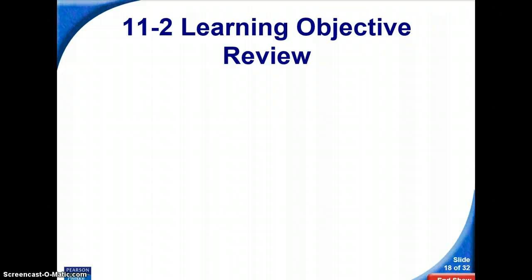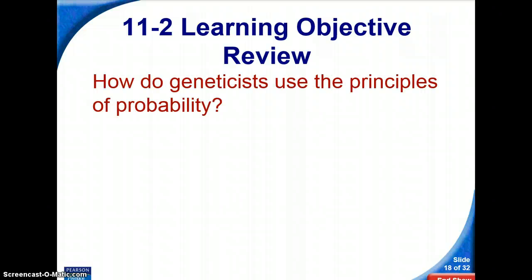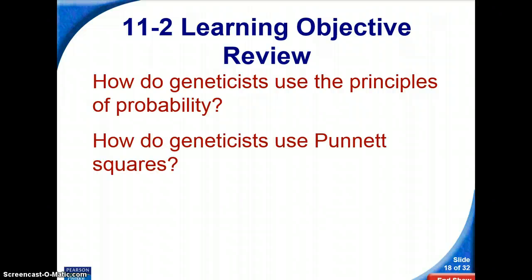Okay, let's finish up this lesson with the learning objective review for 11.2. And the first question, remember, these are the ones you need to write on your own. They will not be shown on the screen. So you need to listen to what I'm about to tell you or go back in your notes and find the answers. How do geneticists use the principles of probability? They use probability to predict the outcome of genetic crosses. And how do geneticists use Punnett squares? They use them to predict and compare the genetic variations that will result from a cross.